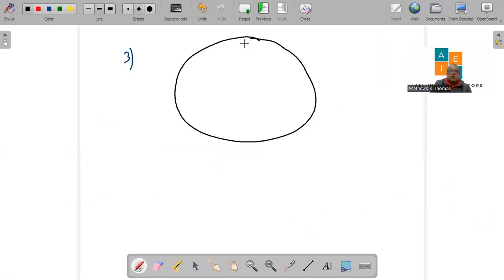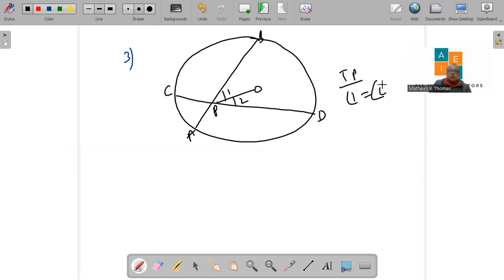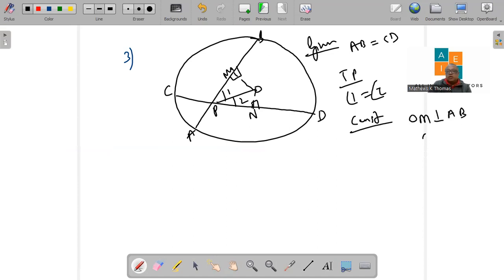If we have two equal chords intersecting at point P, prove that the point of intersection, when I join it to the center, makes equal angles. That means I have to prove that angle 1 equals angle 2. Given that AB and CD are equal chords, we have to prove that 1 equals 2. Construction: I am drawing OM perpendicular to AB and ON perpendicular to CD.